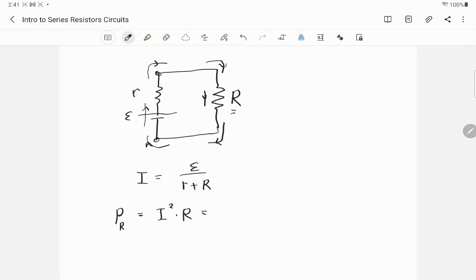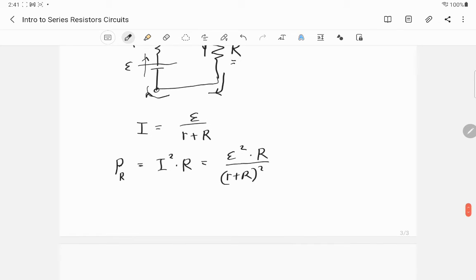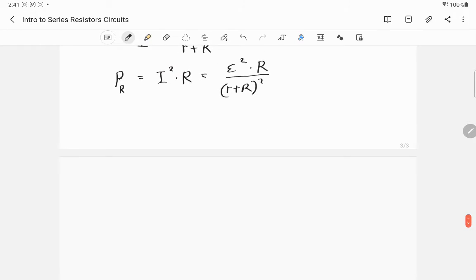And what we're going to do is just put this in, see what we get. So I squared is just the square of this. So E squared over (r plus R) squared. And then it's multiplied by another factor of R on top. And here is the interesting thing. What value of R maximizes this power? So this is a maximization problem.